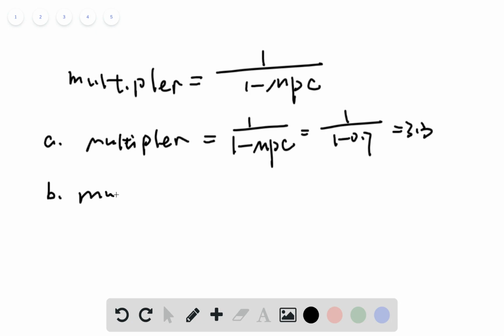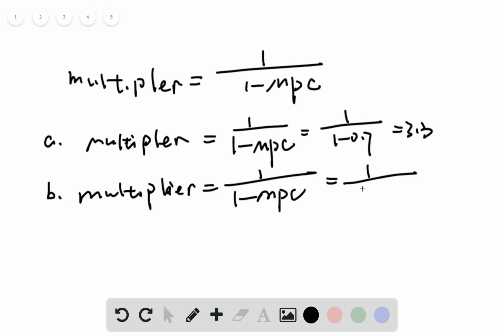And part B is for the richest household. Then the multiplier should equal 1 over 1 minus the marginal propensity to consume for the richest household. So it is 1 over 1 minus 0.35. So it should be equal to 1.5.